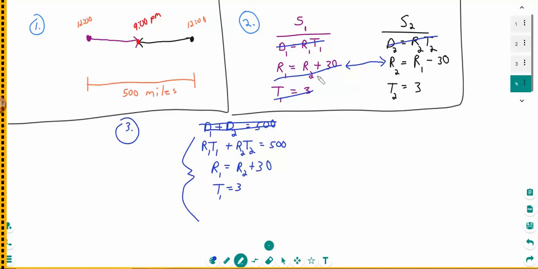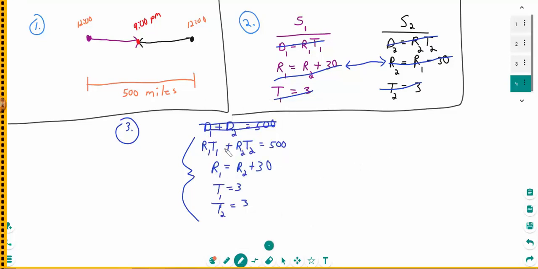Think about it. If I were to rearrange this and solve this for R2, what would I do? I'd subtract 30 from both sides, and I'd end up with R2 is equal to R1 minus 30. Well, that's exactly what this is. So they're just different versions of the exact same thing. So we can't use the exact same equation. That's not going to help us. We need different equations. So since we used this one over here, we really can't use this one either. And then that leaves us with the final equation right here, which we're going to use. So T sub 2 is equal to 3. Okay, so there we go. We have our system of equations. Now we can go ahead and solve using our regular methods.